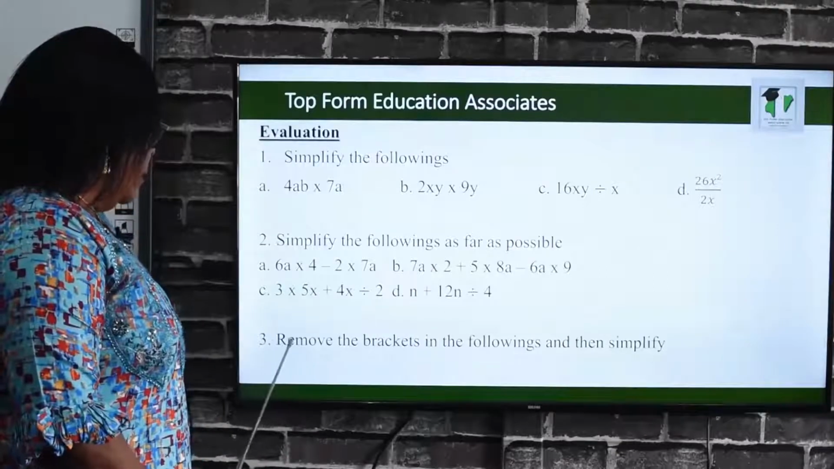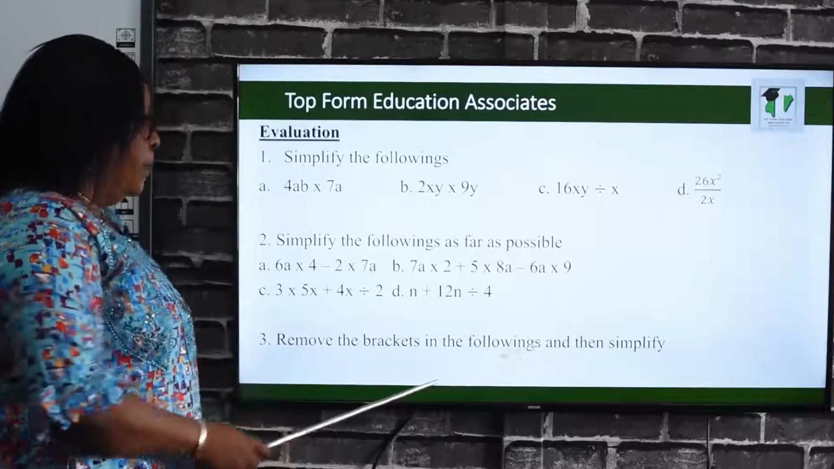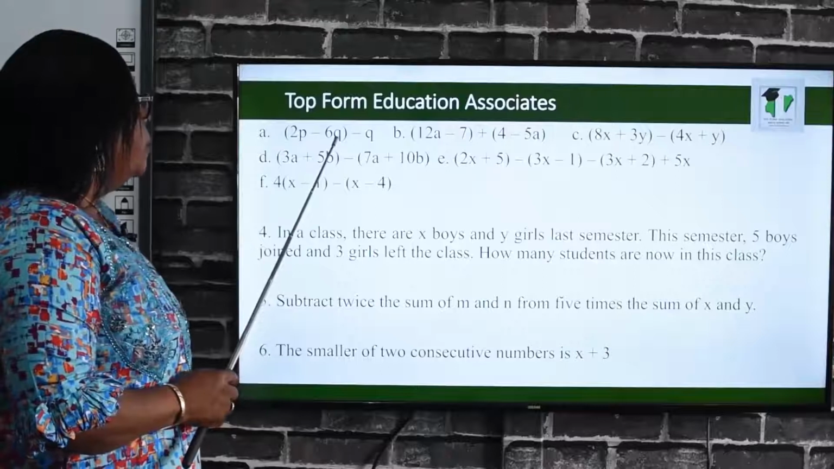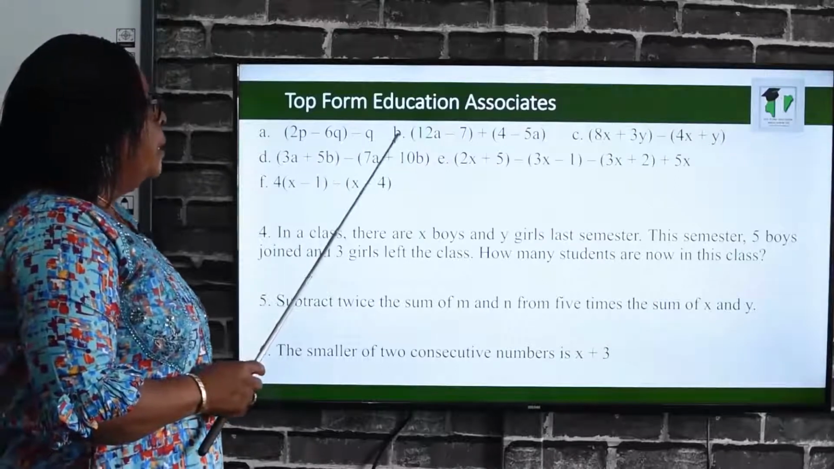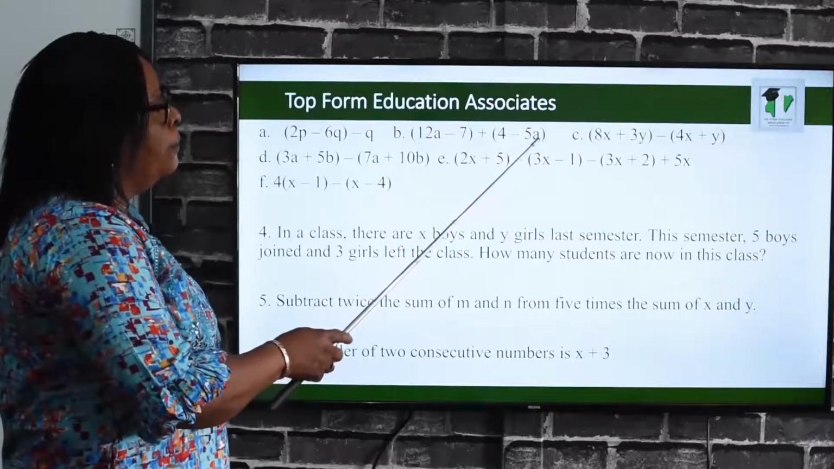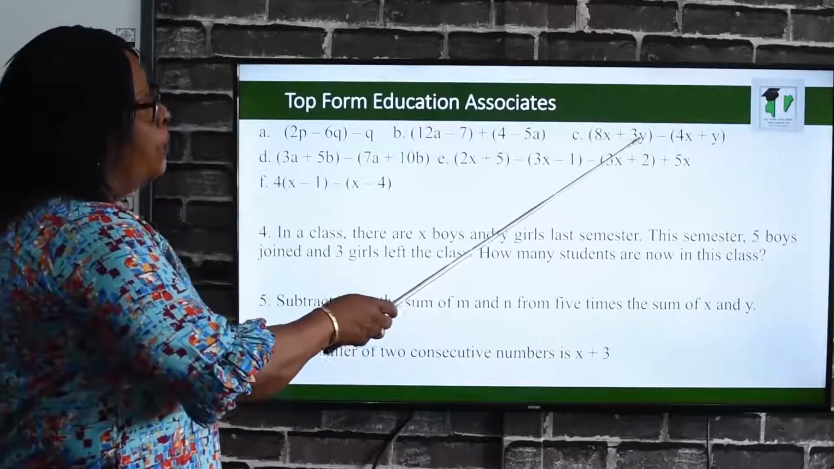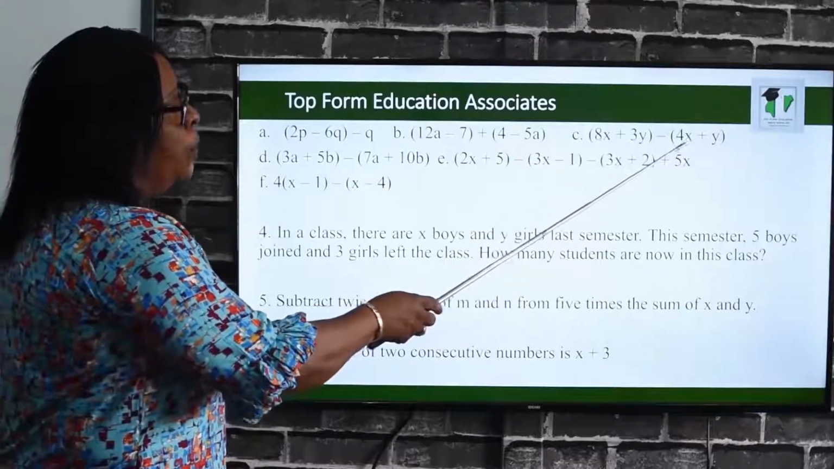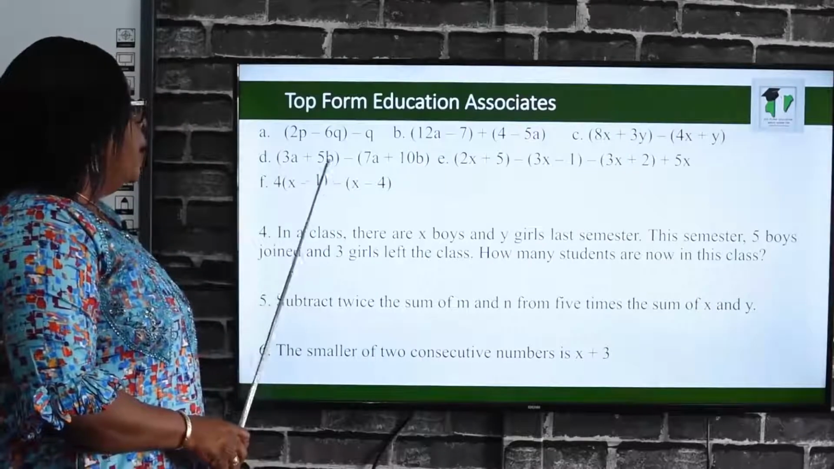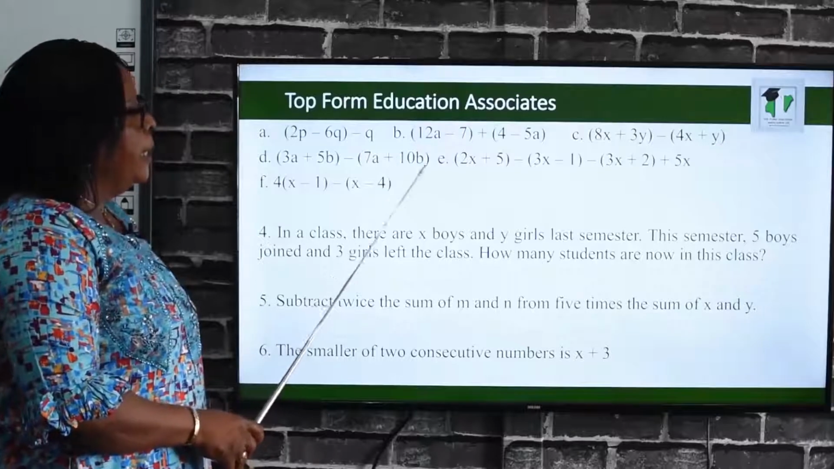Question number 3. Remove the brackets in the following and then simplify. A, 2p minus 6q minus q. B, 12a minus 7 plus 4 minus 5a in bracket. C, 8x plus 3y in bracket minus 4x plus y in bracket. D, 3a plus 5b in bracket minus 7a plus 10b in bracket.